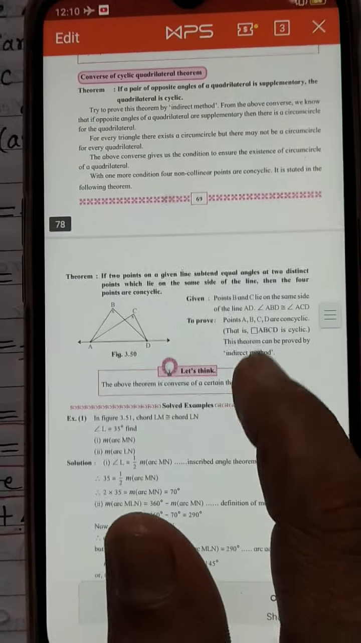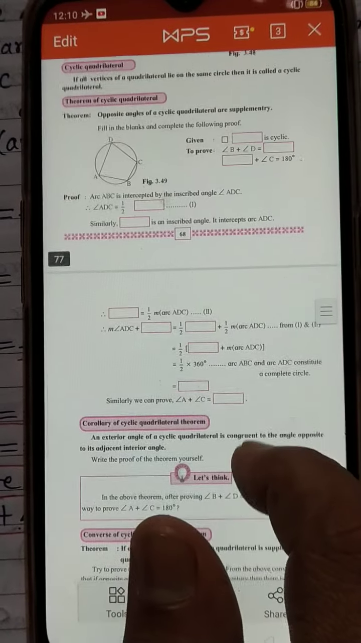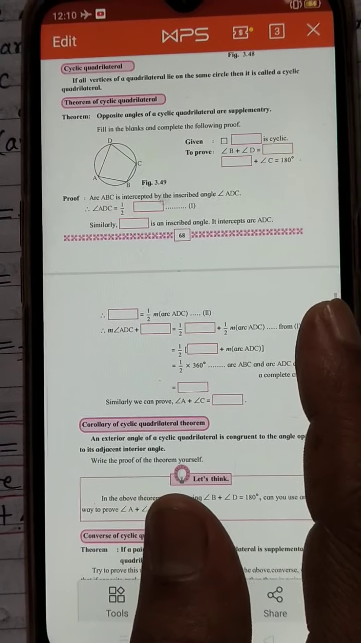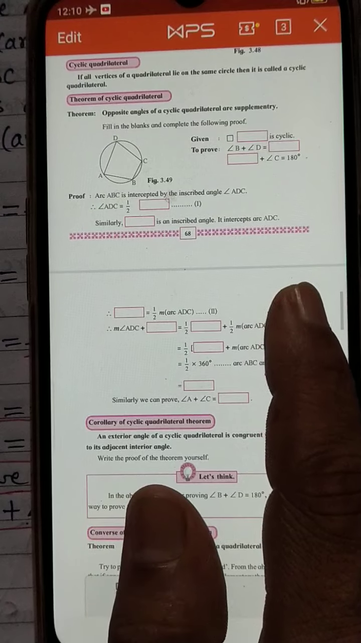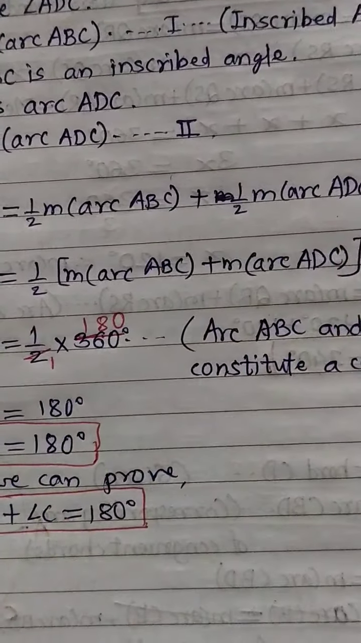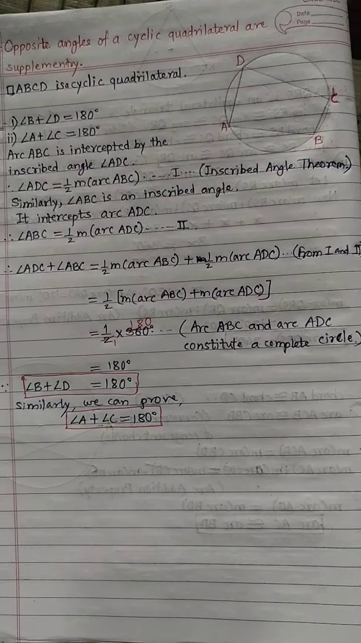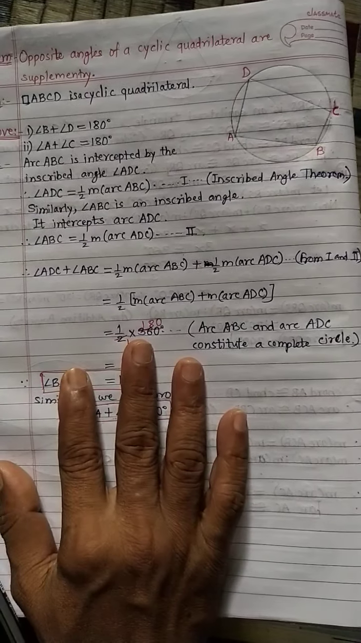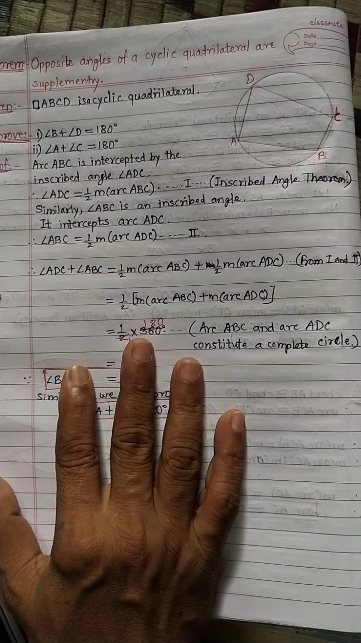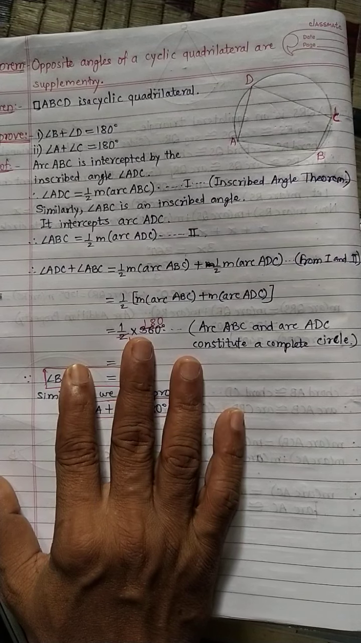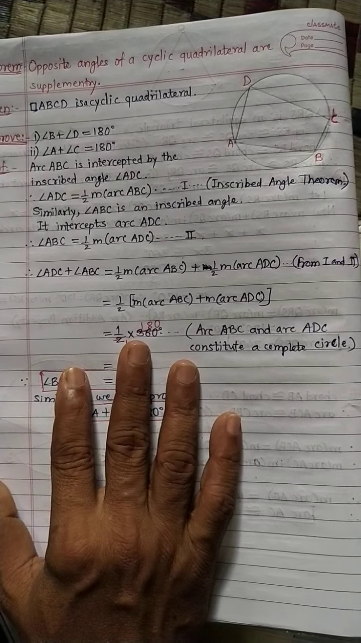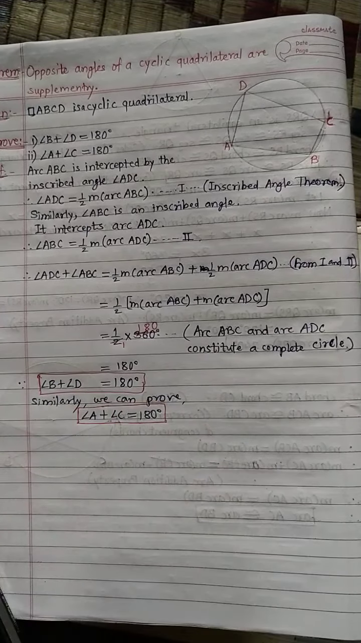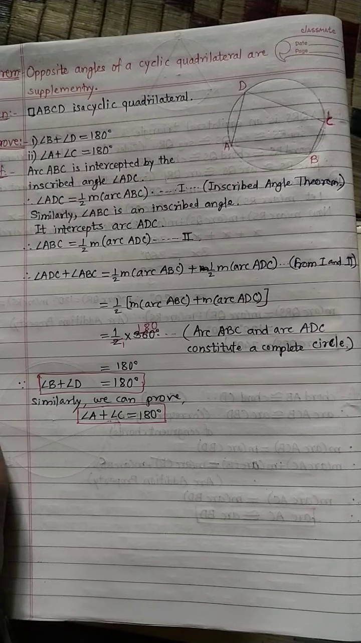Now we are seeing about the theorem of the cyclic quadrilateral. Let us see, we have already solved here the theorem of the cyclic quadrilateral. It is very important to us.